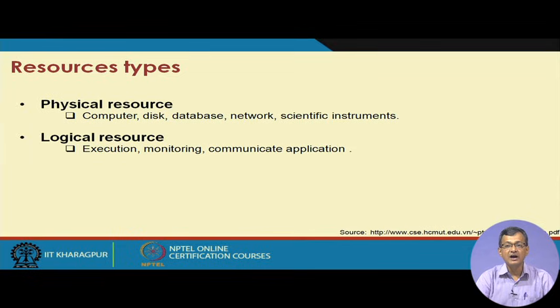Some resources are directly utilized, right, like CPU and disk and other things. Some are basically meant to manage those resources, right.